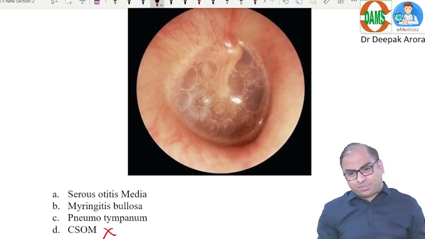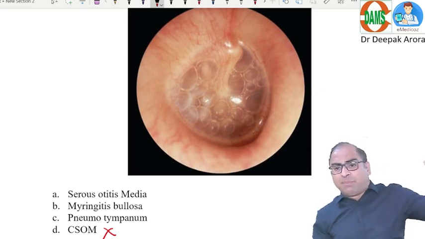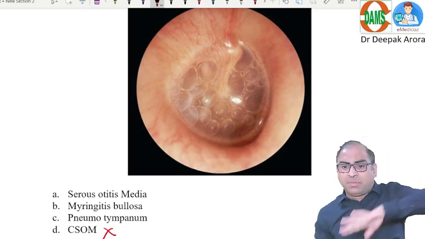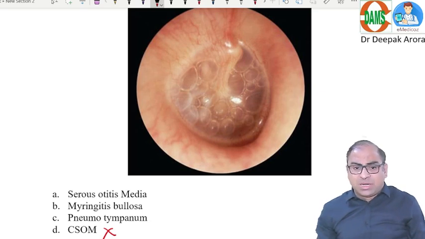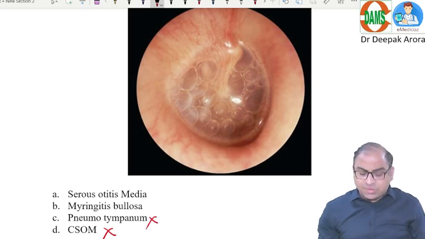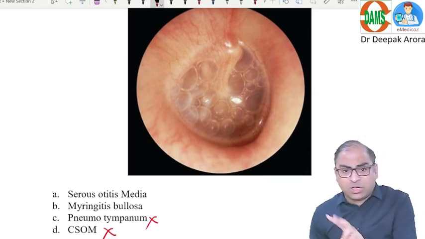The pneumotympanum option does not have this type of finding. If there is pneumotympanum, there will be a bulge of the tympanic membrane, a severely bulging tympanic membrane. Again, I can rule out option C. Options A and B are very close choices.